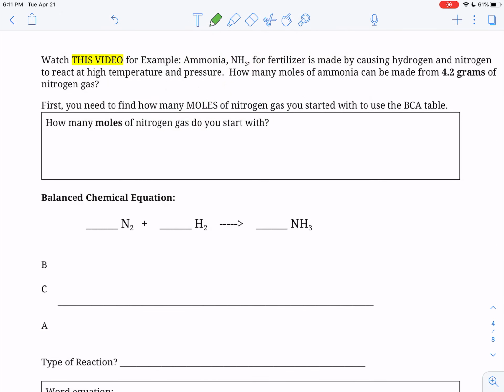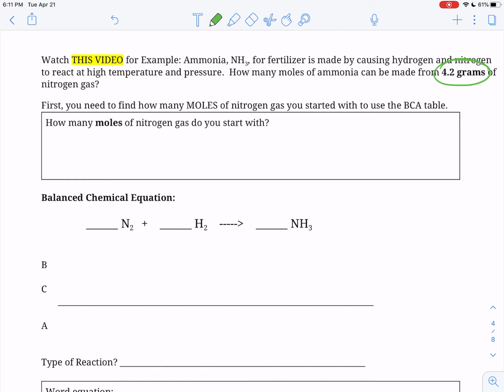How about green? All right, so ammonia, NH3, for fertilizer is made by causing hydrogen and nitrogen to react at a high temperature and pressure. How many moles of ammonia can be made from 4.2 grams of nitrogen gas? So this is what's different now. They're not telling us how many moles in the given. They're telling us how many grams in the given.